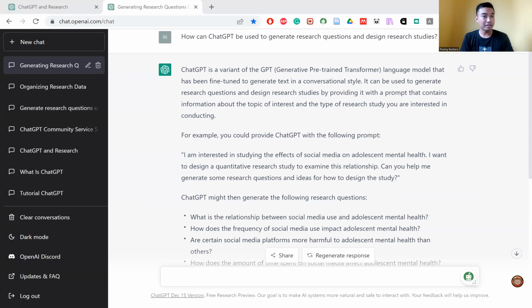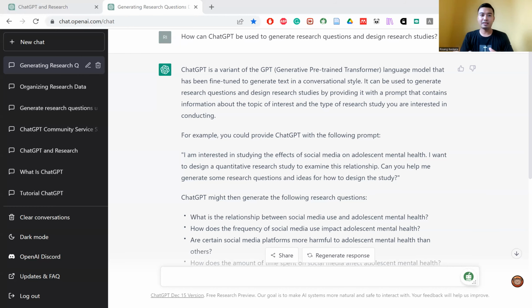Then ChatGPT might generate suggestions such as what is the relationship between teaching strategy and student achievement? How do different teaching strategies impact student engagement and motivation? What factors influence the effectiveness of different teaching strategies?